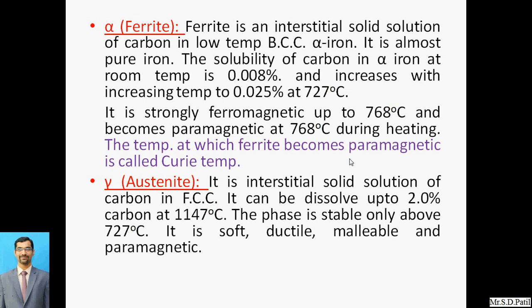Now I hope you have understood these terms from the last lecture, that is alpha ferrite. Ferrite is an interstitial solid solution of carbon. Gamma is the austenite. It is an interstitial solid solution of carbon, and it can dissolve up to 2% of carbon at 1147 degrees Celsius. The phase is stable only above 727 degrees Celsius, or you may say 723 degrees Celsius also. Somewhere the reference will be 723. So both temperatures are correct because of minor impurities, slight temperature variation might be recorded.